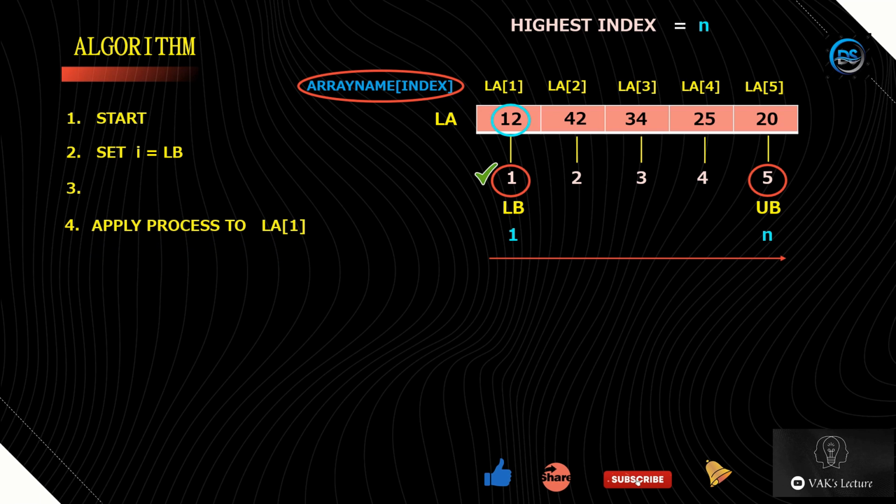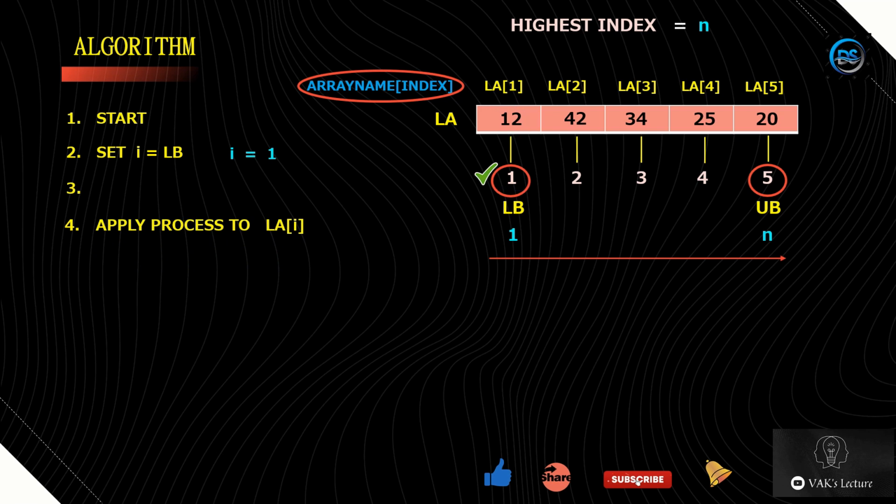And already 1 is in variable I. Why? Because LB is 1. So what do we do? Write LA of I instead of LA of 1. So the process can be done on LA of I.